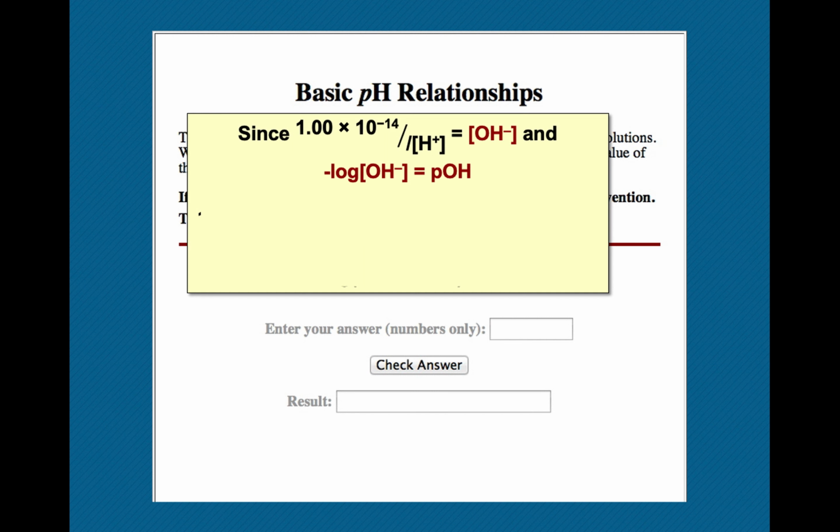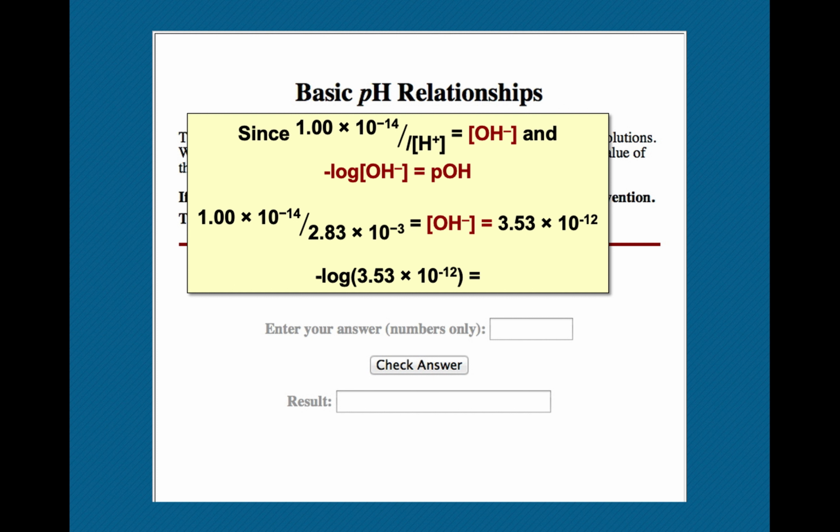Going to take our 10 to the minus 14 constant, divide it by hydronium to get hydroxide. Once we know hydroxide, simply take its log, change the sign, and we get pOH. Substitute. This is what you get for hydroxide, simple math. Take its log, change the sign. Our pOH is 11.5. That's pH 1.